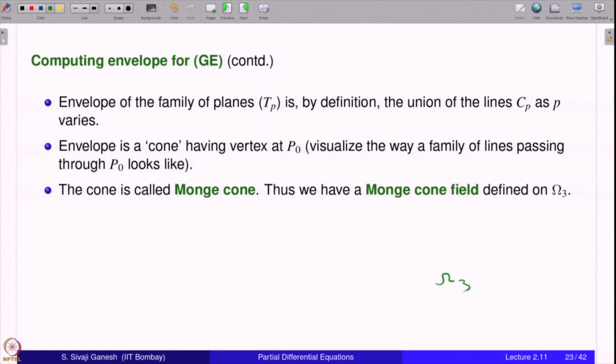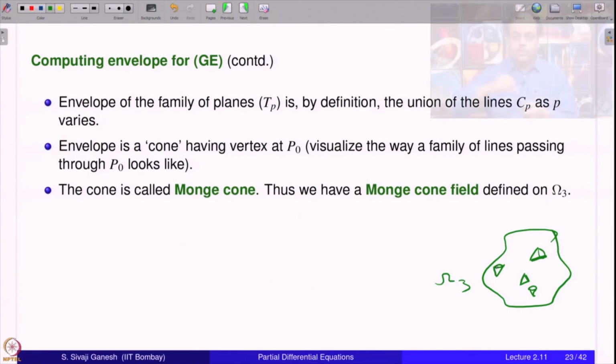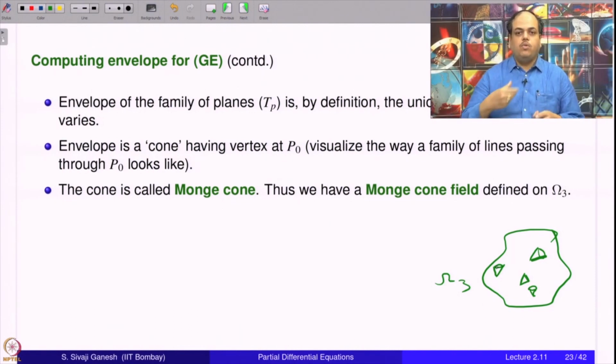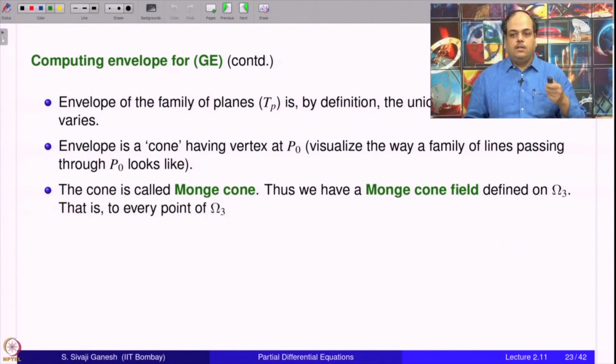So, omega 3 is some set in R3, okay. At any point you have a cone sitting there, at another point you have another cone, like that. So, at every point you can attach a cone. This is called a cone field, similar in spirit to a vector field. If to any point you associate one vector, it is called a vector field. If you associate a cone, it is called a cone field. That is, to every point of omega 3, a Monge cone is associated.